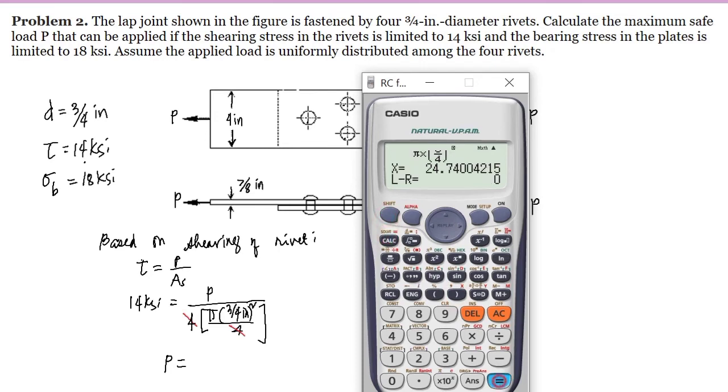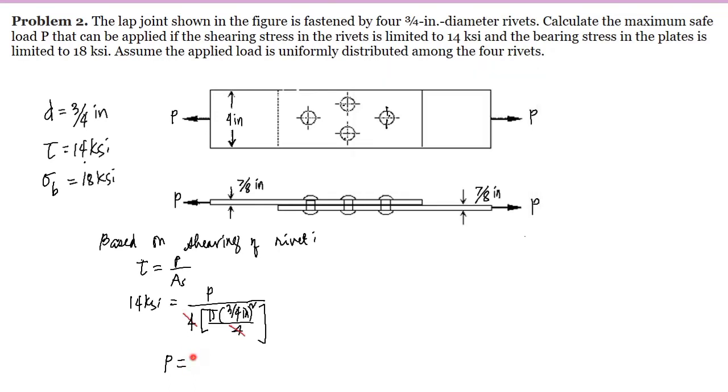Shift solve equals, and that would give us 24.74 kips. So that is 24.74 kips. And now we are going to compute the force P based on the bearing of the plate.